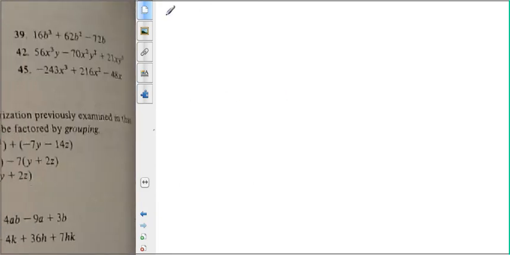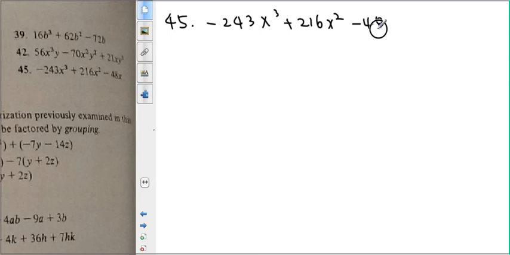Let's look at number 45. Negative 243x cubed plus 216x squared minus 48x. Here, one of the first things which we can factor out seems to be x and also maybe 3. Why don't we factor out negative 3 then? Negative 3x.